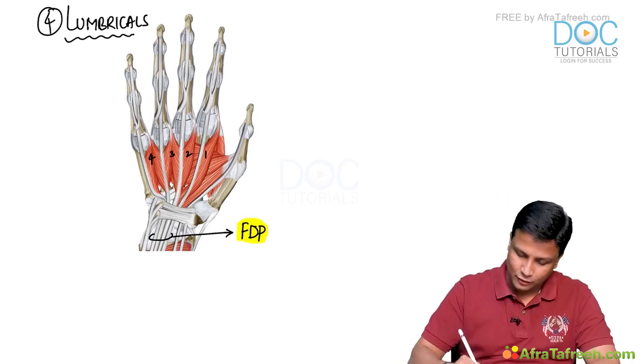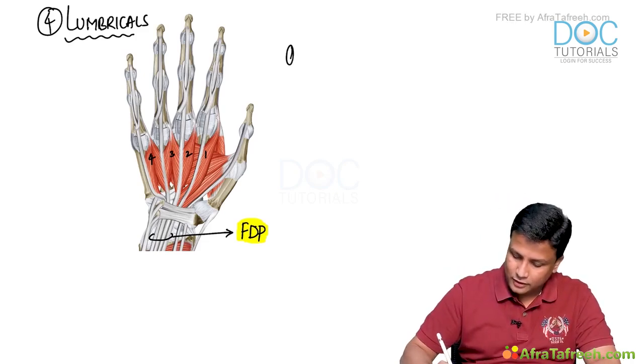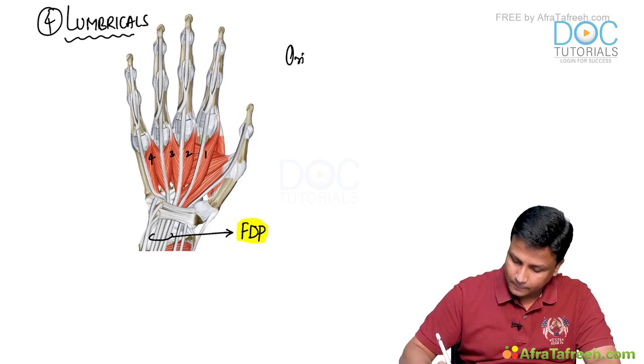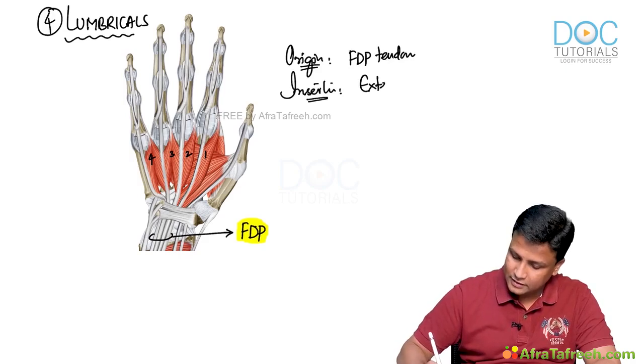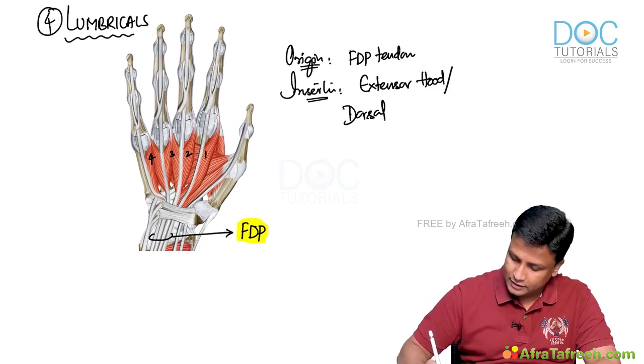Okay, so let us first write this down. What is the origin of all your lumbricals? They originate from the FDP tendon. And what about the insertion, guys? It is inserted into the extensor hood, or one more term to remember for that, dorsal digital expansion.